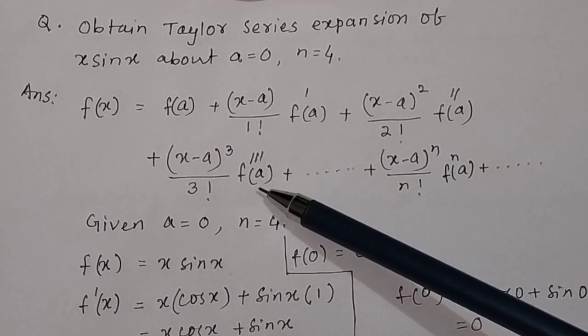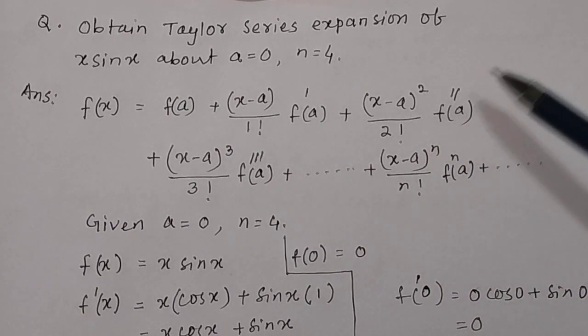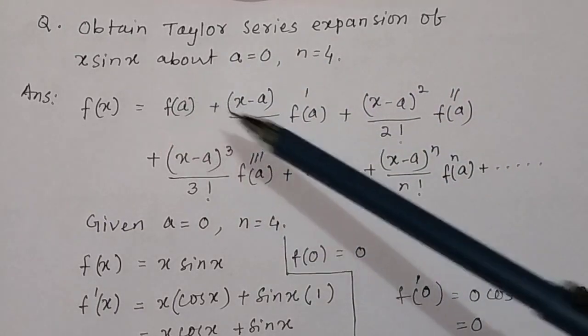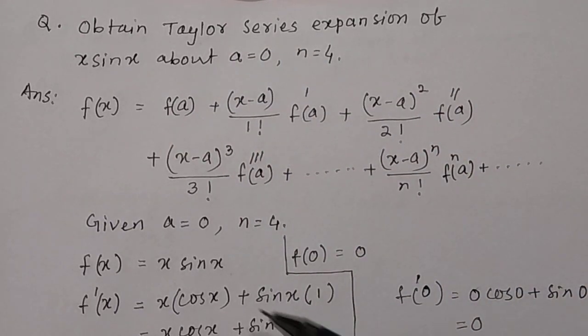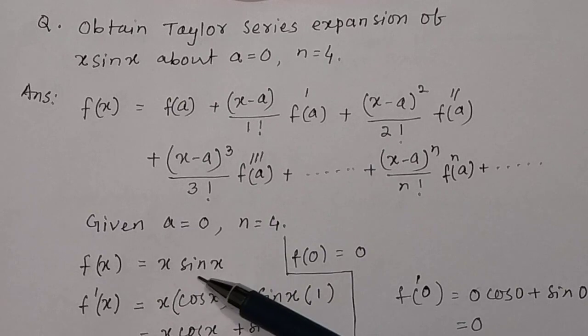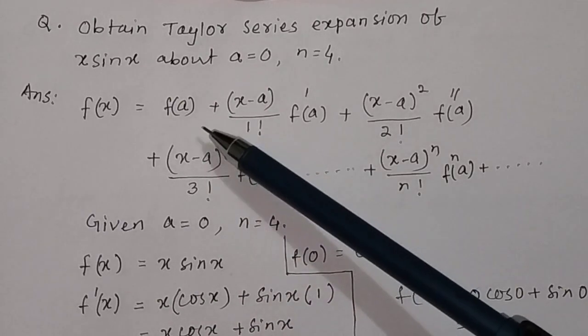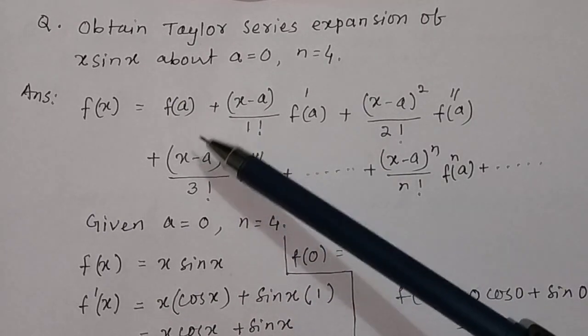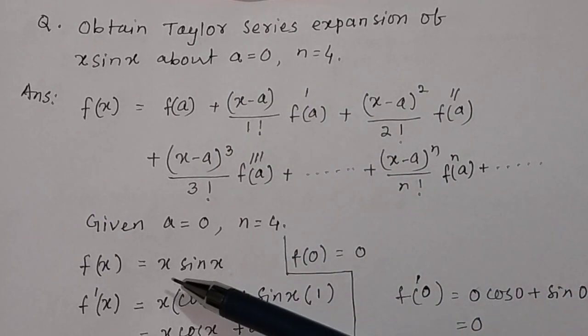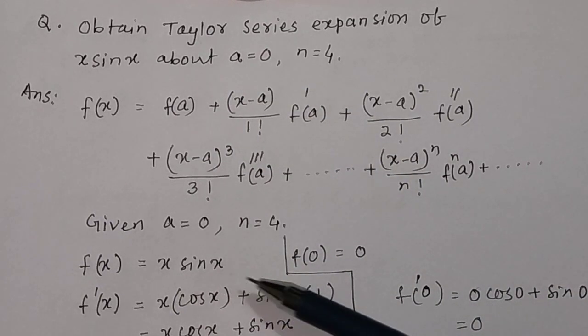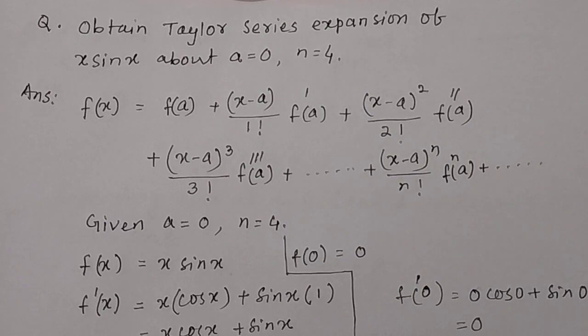So we will find up to the fourth derivative of the given function, that is f(x) equal to x sin x. To find f(a), that means at a equal to 0, the function will be equal to 0 into sin 0. So this will be equal to 0.